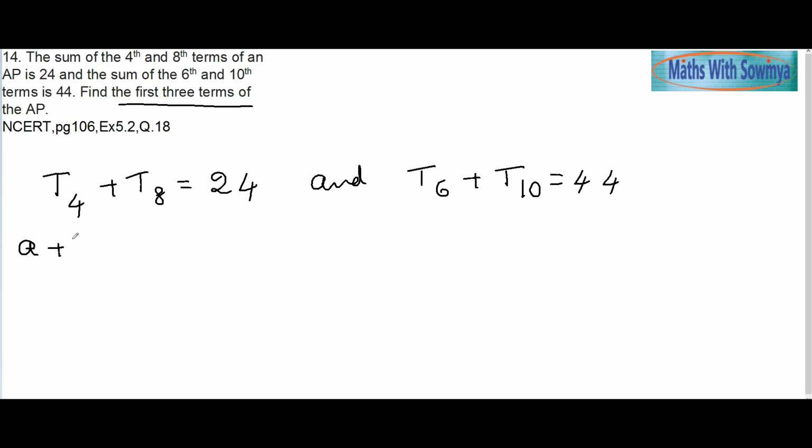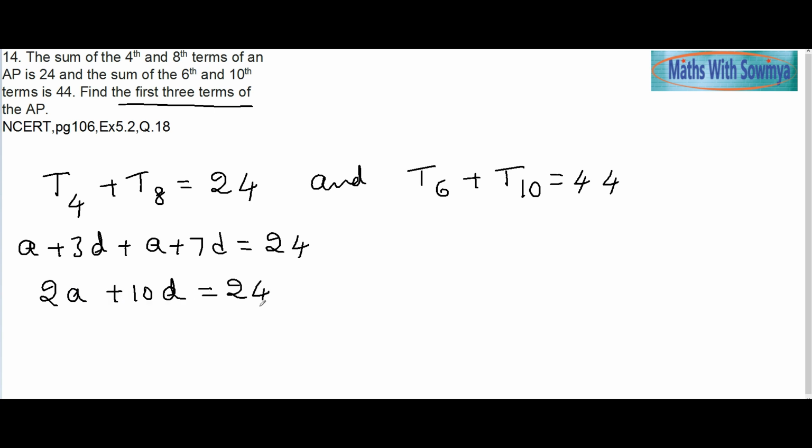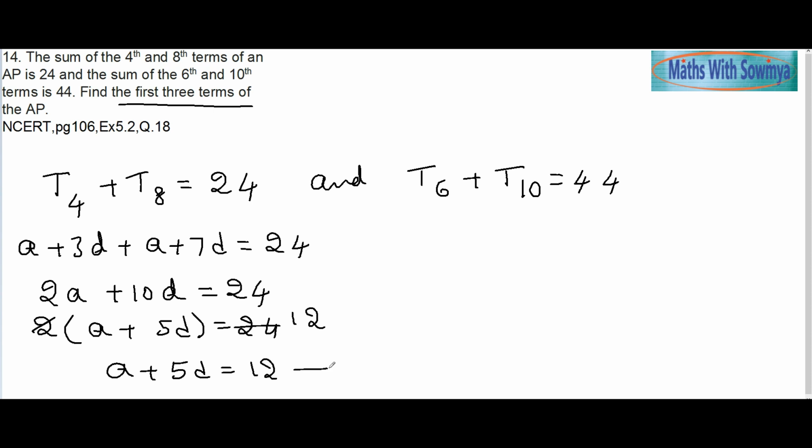T4 is nothing but A plus 3D. T8 is A plus 7D, so the sum is equal to 24. This will give me 2A plus 10D is equal to 24. We can take 2 as the common factor and divide. A plus 5D is equal to 12 will be my first equation here.